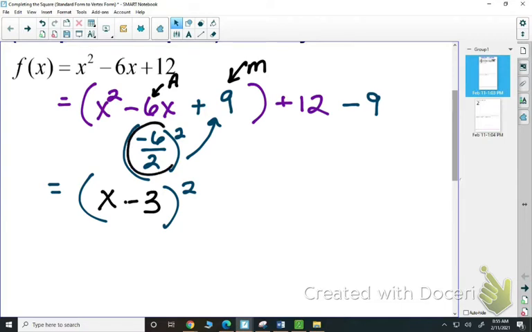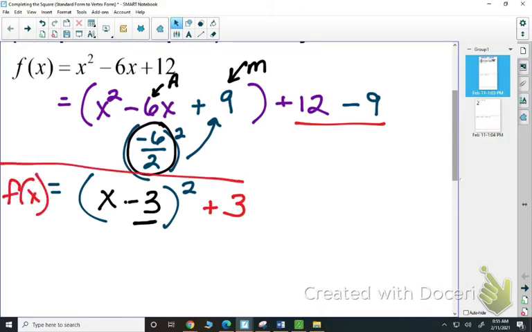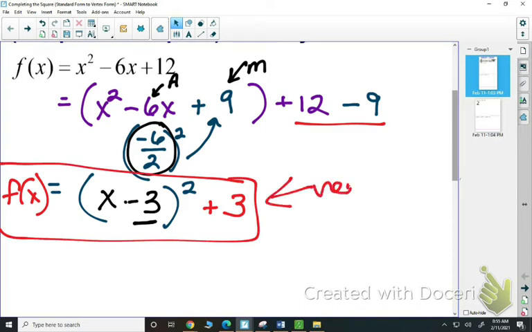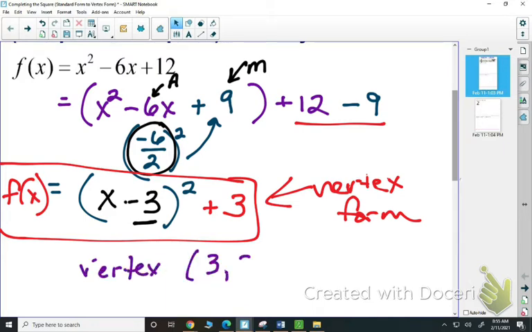In general, it's whatever you get when you divide that middle term by 2 before you square it. So negative 6 divided by 2 is that negative 3 there. Okay, and then what do we have left outside the parentheses? 12 minus 9 is a positive 3. So this is the function in vertex form: x minus 3 quantity squared plus 3. And then notice in my directions, I also said to identify the vertex. So the vertex is going to be 3 comma 3.